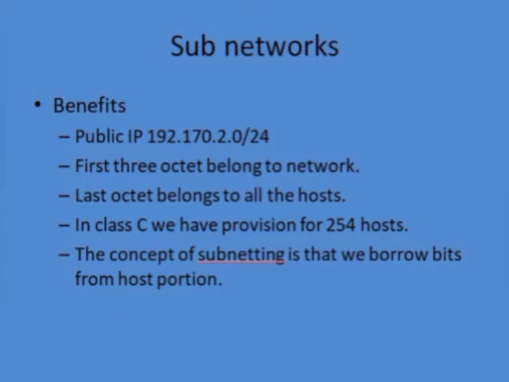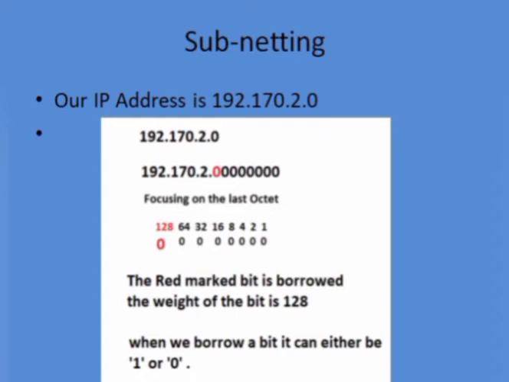In subnetting, we borrow bits from the host portion. So if you take this example, 192.170.2.0, we will borrow a bit from the last octet, the octet of the host. When we borrow from the host portion, that is known as subnetting. By borrowing, we convert that particular bit into a network bit. So your subnet mask will also be affected.